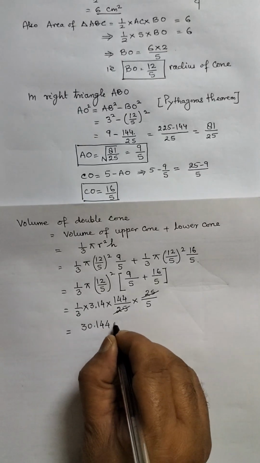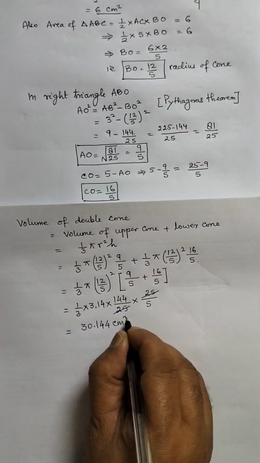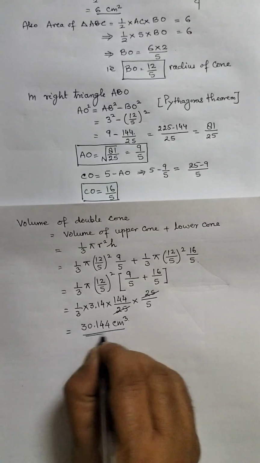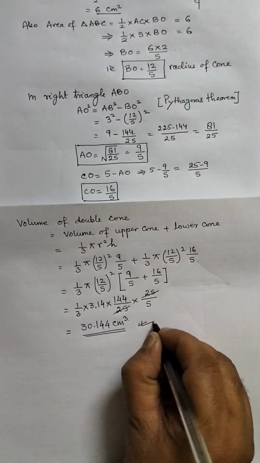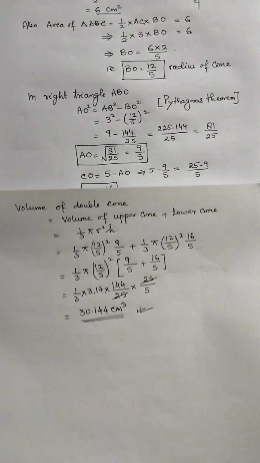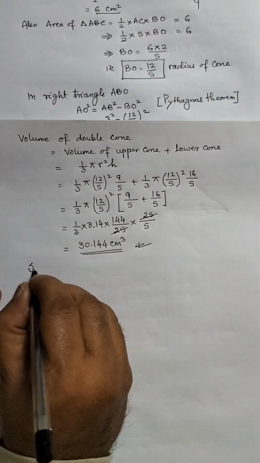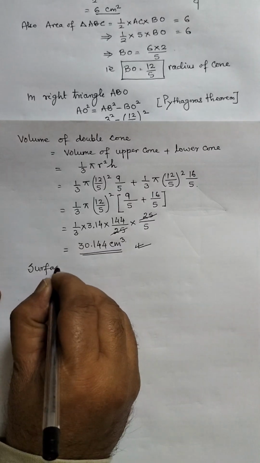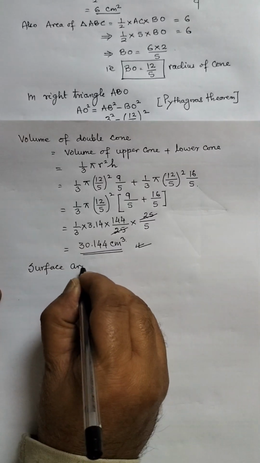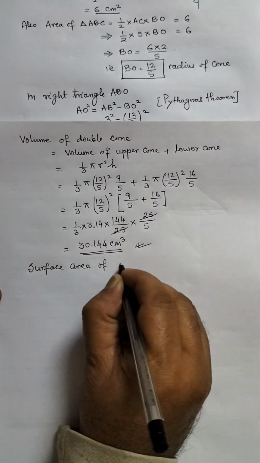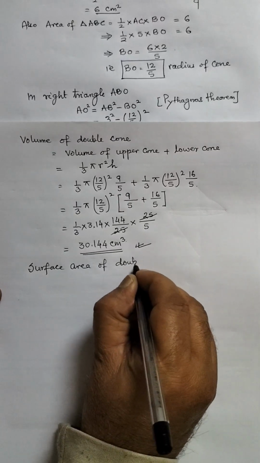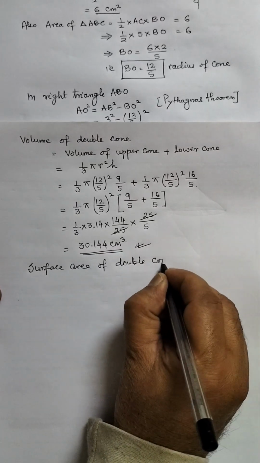30.144 centimeter cube. This is the volume of the double cone. Now, surface area of double cone.